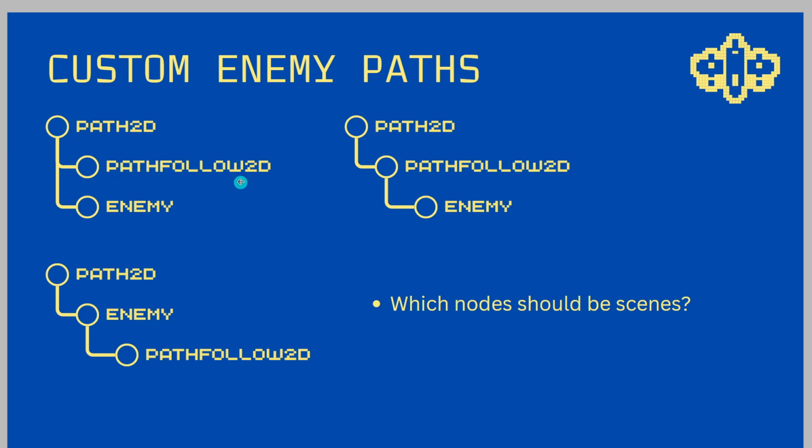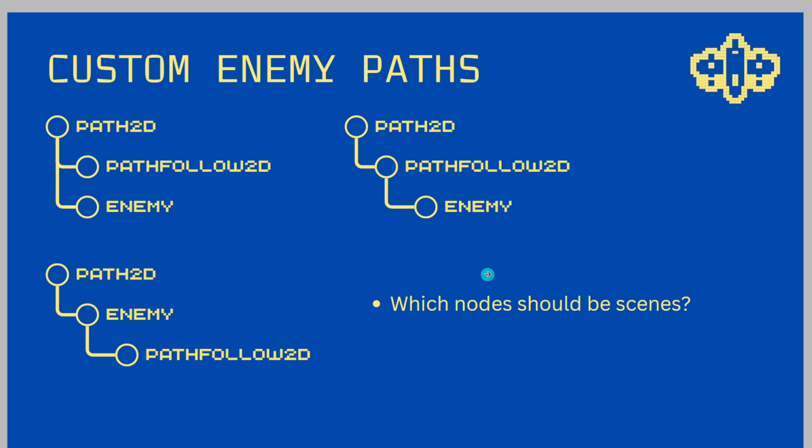Because PathFollow2D will always follow along the path, and anything that's a child will move along with its parent. You can raise your hand or just shout it out, I don't mind. For example, in this one we can eliminate it because enemy is not a child of PathFollow2D, which means it doesn't follow along the exact path. Similarly, in this one, Path2D works for us, because we have a path, then the PathFollow2D follows along that path, and the enemy follows along the PathFollow2D node. The one at the bottom doesn't work because PathFollow2D needs to be a direct child of Path2D. You can't have a grandchild here.